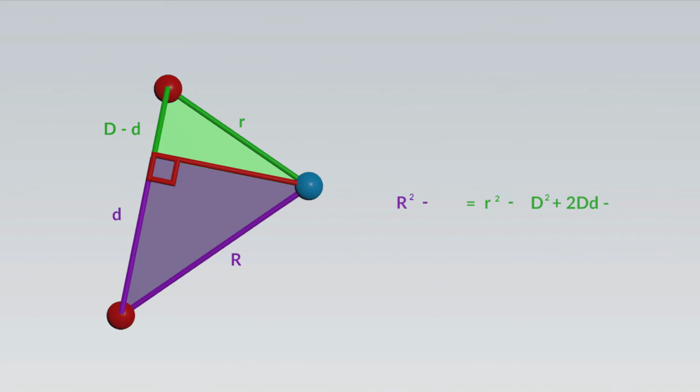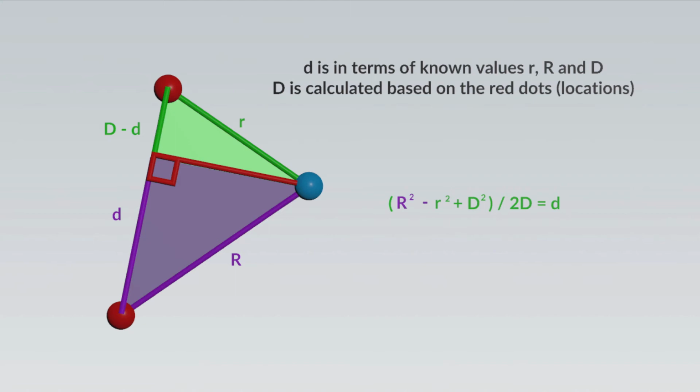Now I'm going to try and isolate little d. So first thing, I'm going to subtract r squared from both sides, as well as adding d squared. And finally, dividing by 2 large D. This gives us an equation for d. So d is in terms of known values, the length of the rods, and big D. Big D can be calculated based on the locations. So let's save that formula for later.